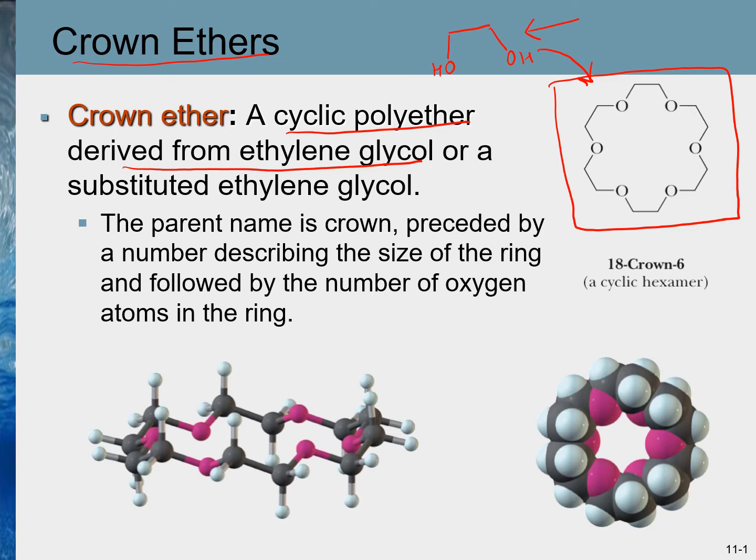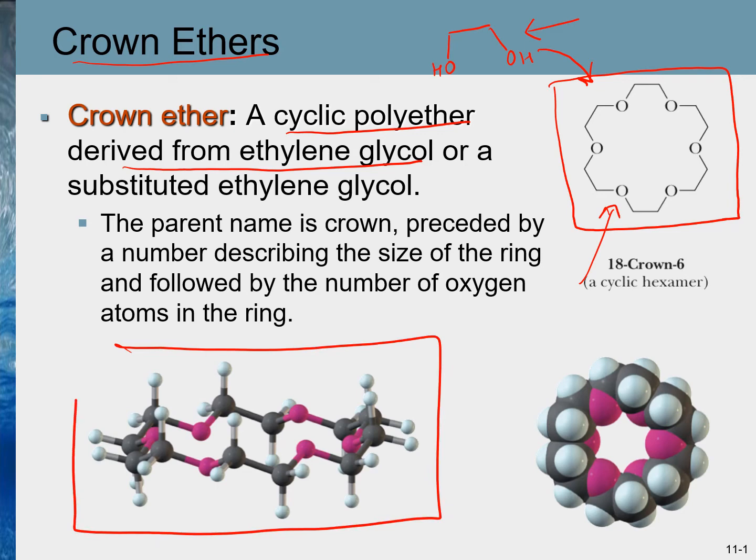These kinds of compounds are known as crown ethers because first of all they have the ether functional group, and their most stable configuration looks like a crown, which is shown here. So hence the name crown ether.